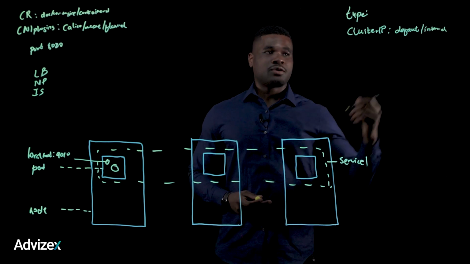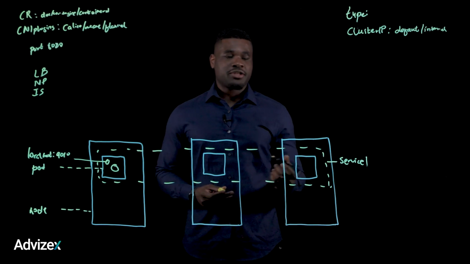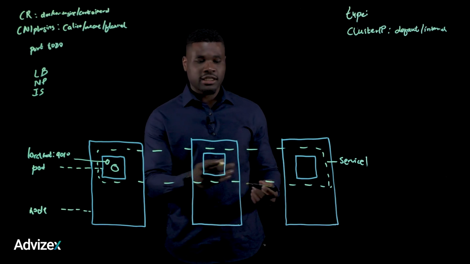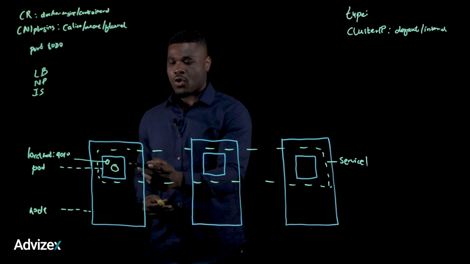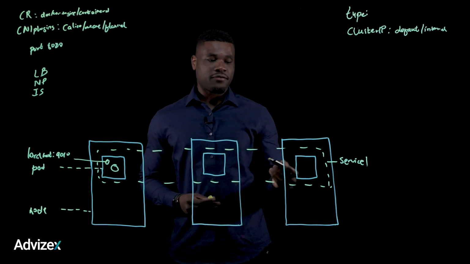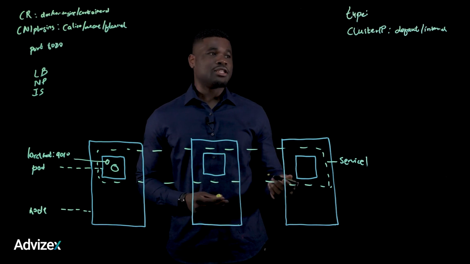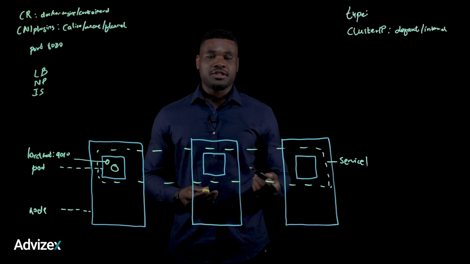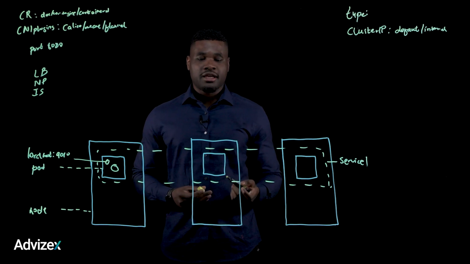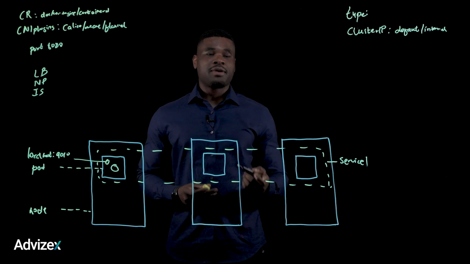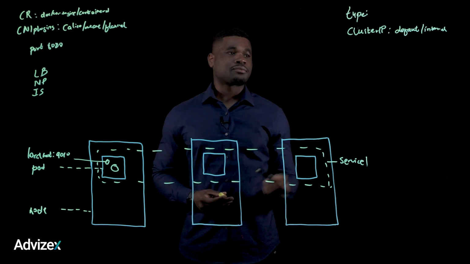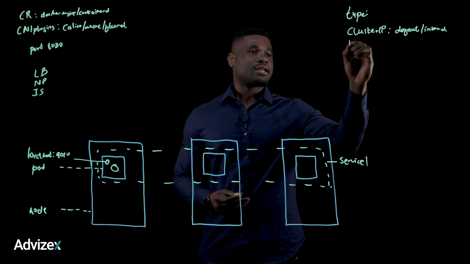So let's say your traffic reaches a cluster IP service. It's going to decide which pod and which port on the pod it is going to forward the traffic to. It decides which pod using selectors, and a selector is basically a key value pair that is used to identify an object. It decides which port based on the target port that is defined in the cluster IP service. The next service type is a node port.